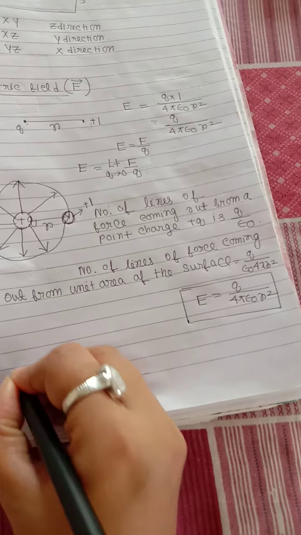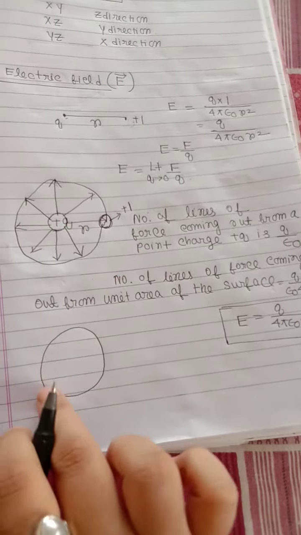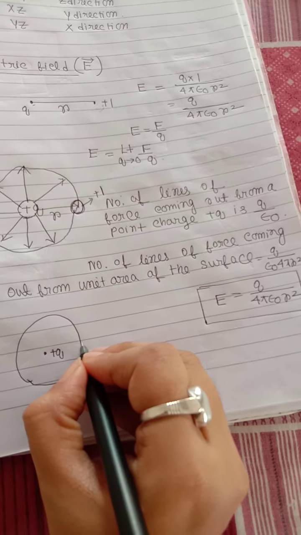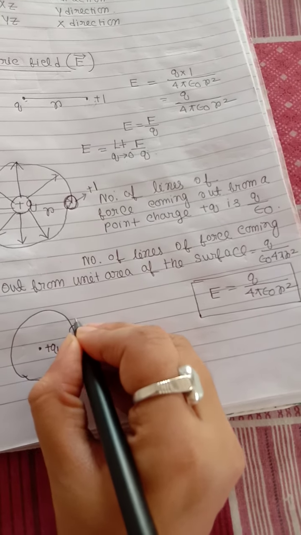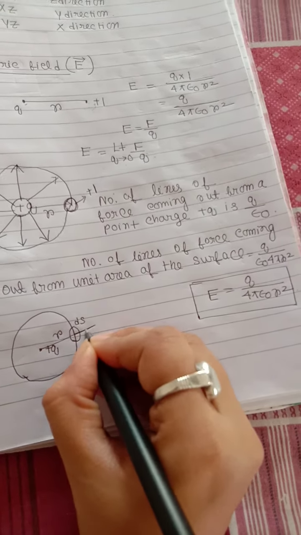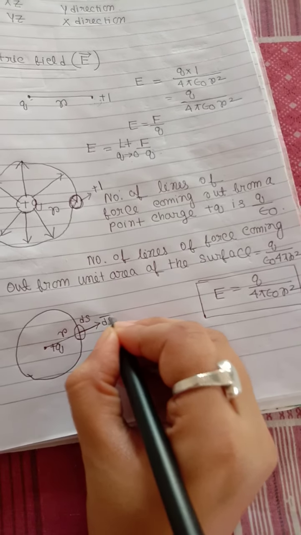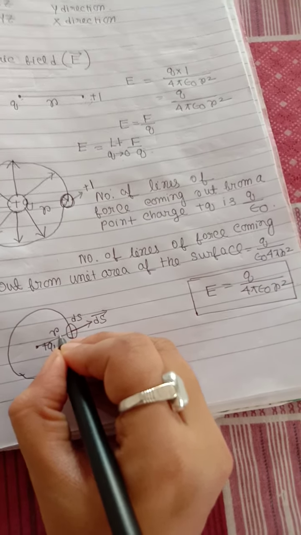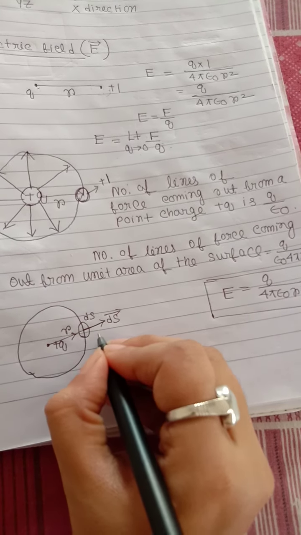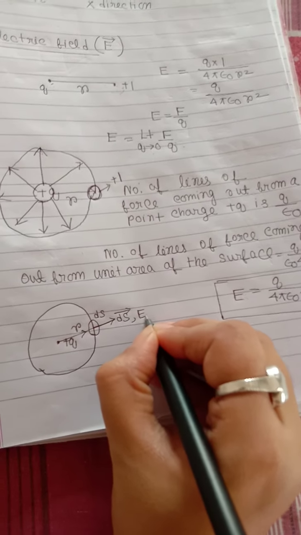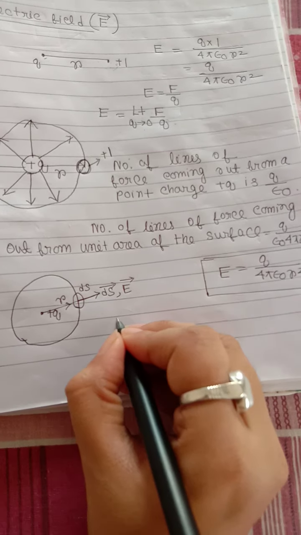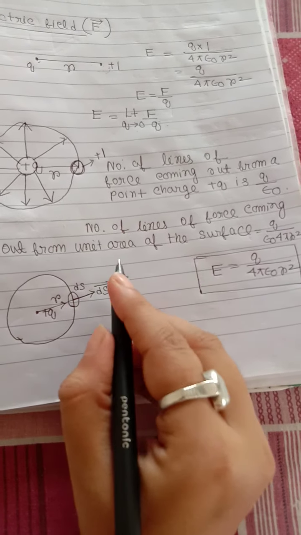Now suppose I have a spherical surface, again with a charge plus q at the center, and I have an area element ds here. This is r, and the ds vector is always perpendicular to the area element, and r is radially outward of course. Now the electric field vector E and the ds vector would be along the same direction. So you know that electric field means number of lines of force per unit area.